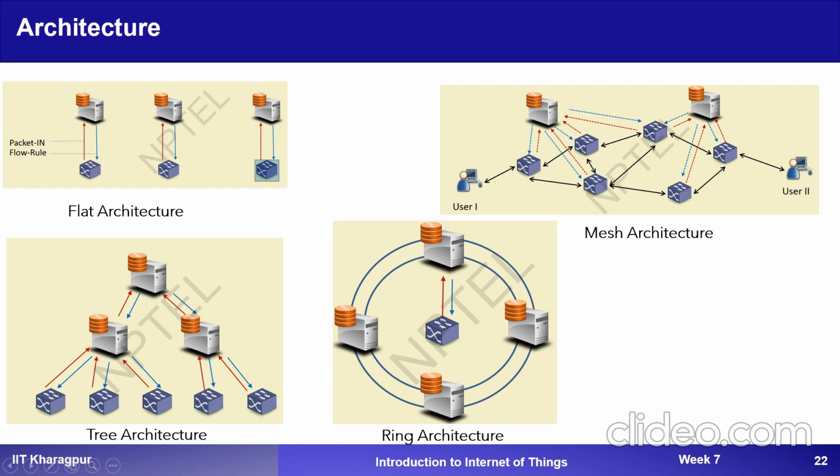Then mesh. In case of mesh, there can be a different number of controllers present in your network, and these controllers can control any device or any switch which is present in the network. Then ring. In case of ring architecture, there are various controllers present in the network, and logically, one by one, these controllers are going to control the switches which are present in the network.